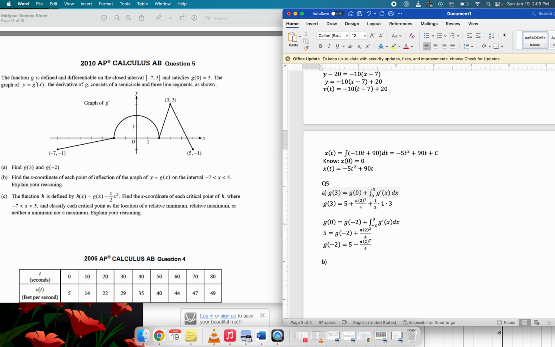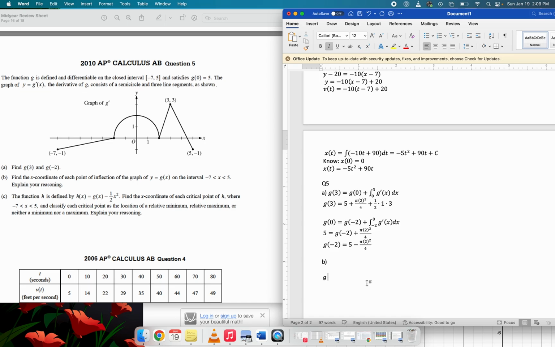Find the x-coordinate of each point of inflection of the graph of G. Cool. Well, let's review concavity. Concave, so what does it mean? An inflection point is a place where the concavity changes. We're looking for an inflection point of G, so we're looking for when the concavity of G changes. Let's just think about what that could mean.